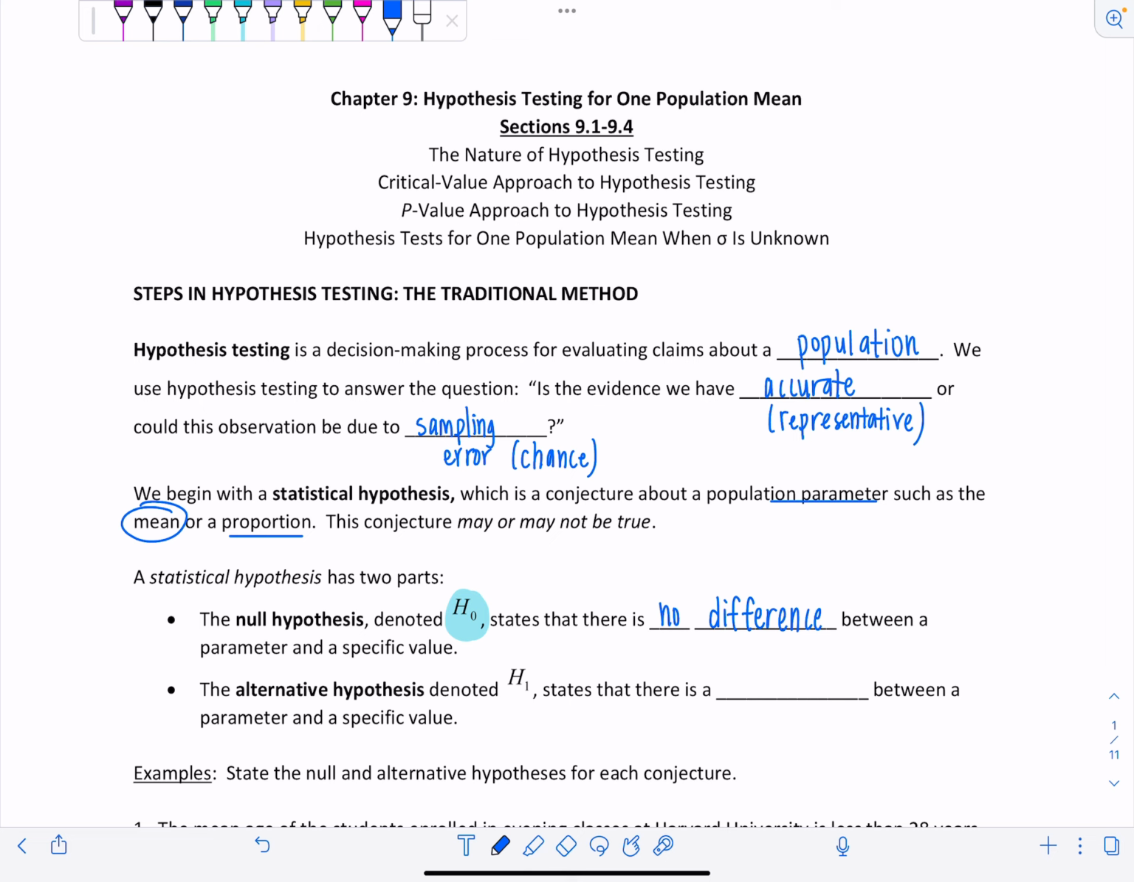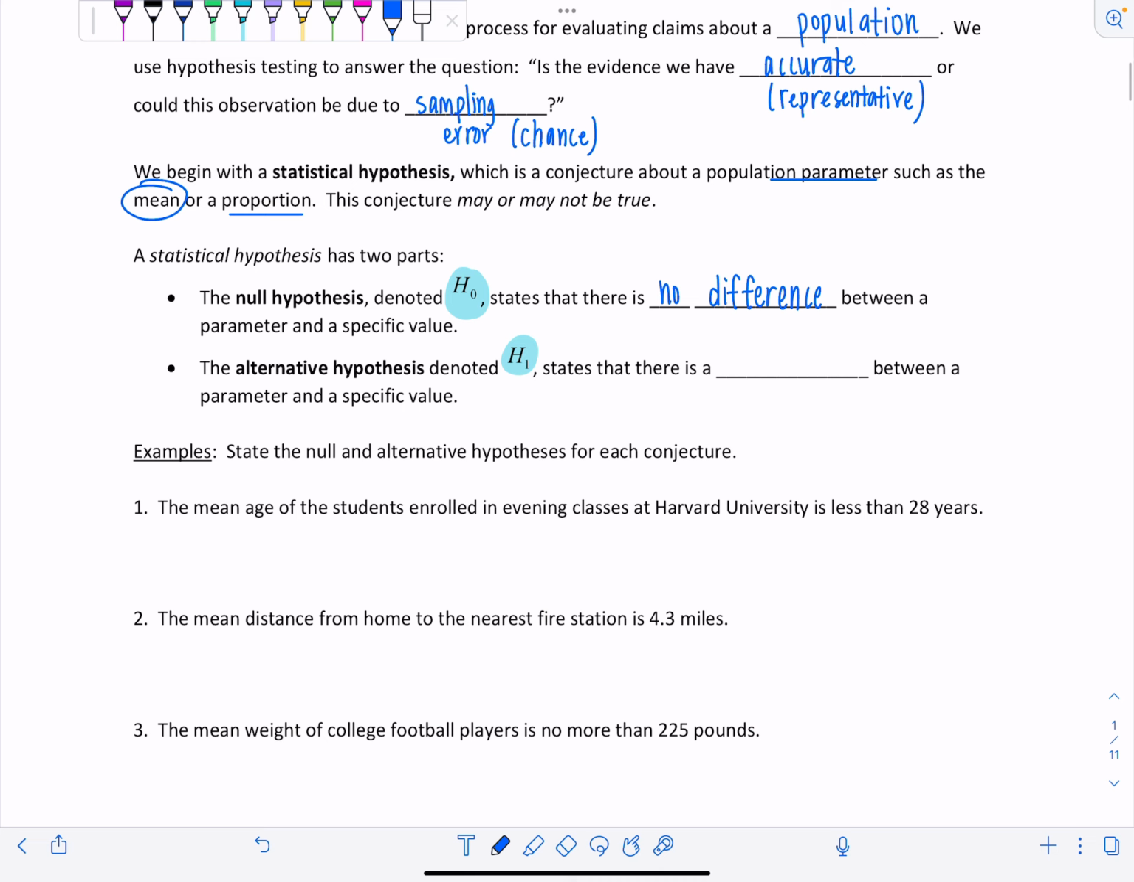The alternative hypothesis, which is denoted H and then a 1 for the subscript, also other textbooks will write this as H with a capital A for alternative, or H with a lowercase a. I've seen all of them. So just be on the lookout. They all represent the alternative hypothesis, and it will state that there is a difference between a parameter and a specific value. So this probably makes no sense right now, I get it.